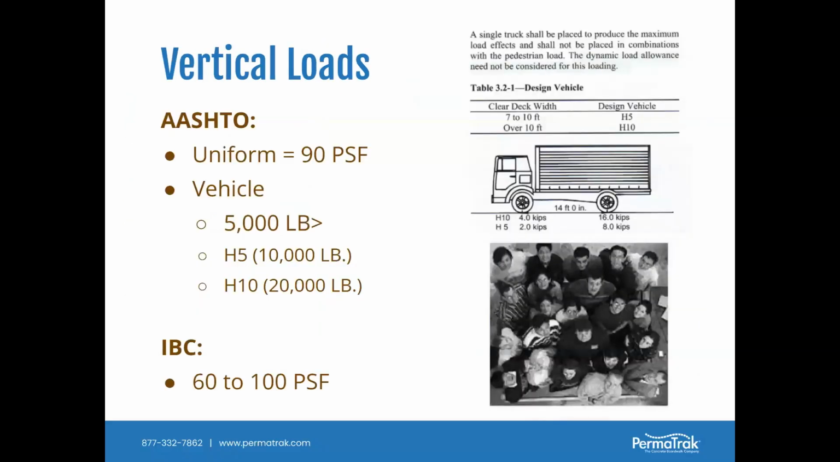Going further into the pedestrian guide, I've taken what I think is most important. If you're a structural engineer designing a boardwalk and you want to know what you're designing for, you have to consider two vertical loads. The first is a uniform pedestrian load, and if you're using the AASHTO code, it's going to be 90 pounds per square foot. The second loading is a vehicular load, which is a function of how wide the boardwalk is. You don't have to consider uniform and vehicle loads together. It's one or the other, whichever controls the design.